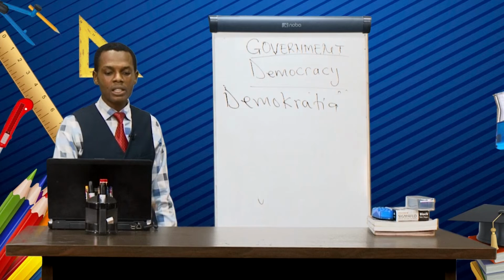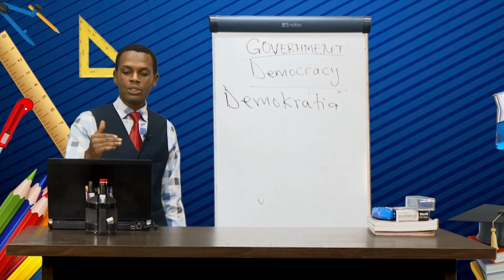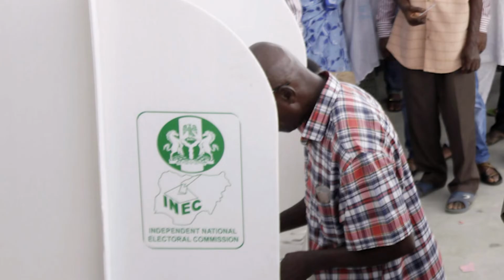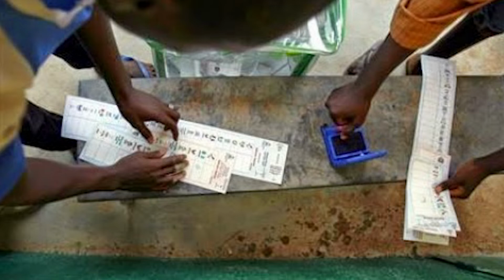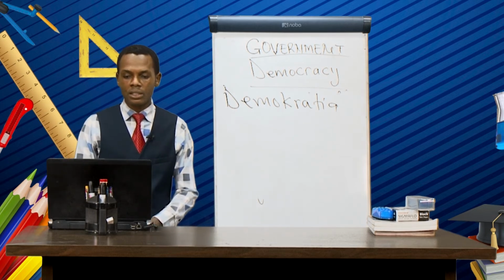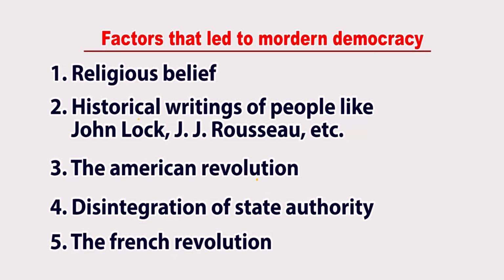Then, if you look at the picture below, this picture shows a democratic process. You see people casting their votes. What they are doing here is just to show us that people are electing those they want to represent them in the government. Then we move on to the factors that led to modern democracy.